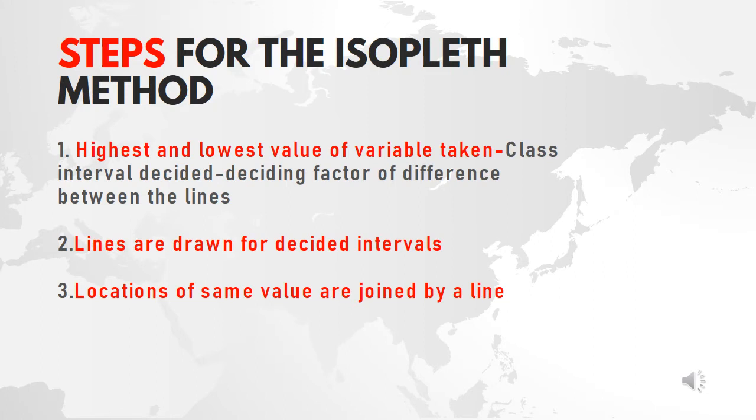reaching to 1300. So whichever places have, say, 800 millimeters of rainfall, they are joined by a continuous line, as you can see from the map. Places showing 900 millimeters of rainfall have a uniform line going through them. Locations of the same value are joined by a line.